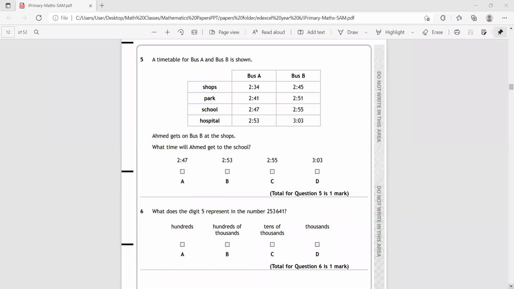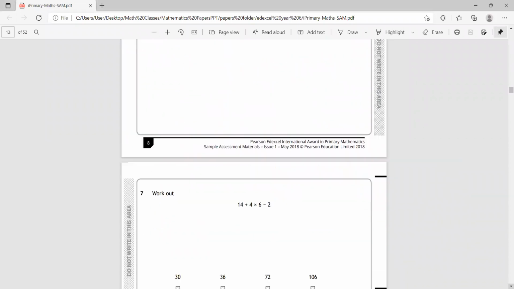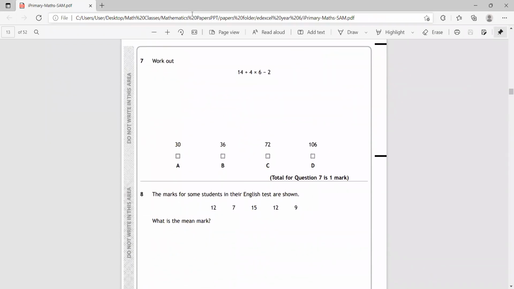I will do the first few questions; the other questions you all try, okay? According to BODMAS, we have to do the multiplication first. Then I get 14 plus 24 minus 2. Then I can write my next step: 14 plus 24 is 38, and 38 minus 2, I'm getting 36. So the correct answer is 36. That means the B answer.